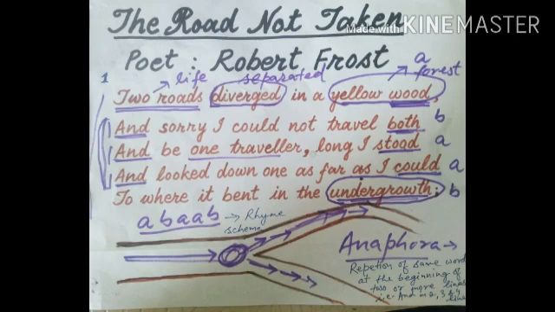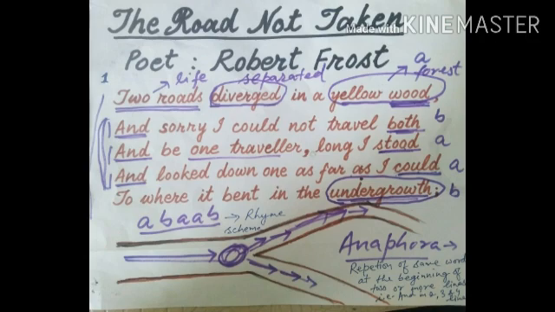Today we will take the poem The Road Not Taken in detail. That is its word meanings, explanation, the message given by the poet, and the poetic devices used in the poem. The poem is written by Robert Lee Frost, popularly known as Robert Frost.